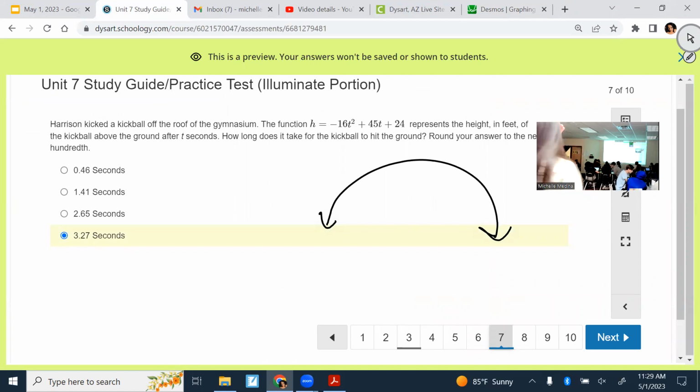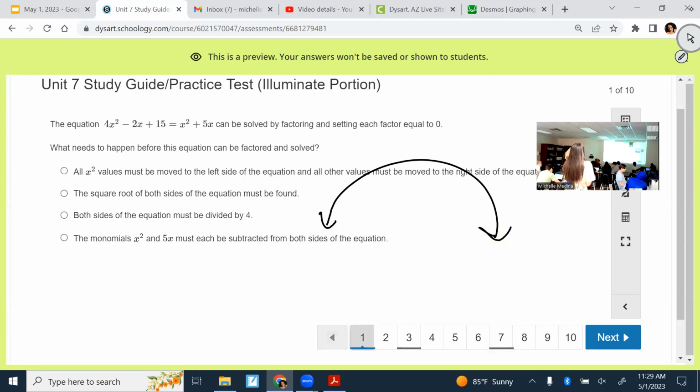Everything else should either be in radical form or something along those lines. Good? All right. Any other questions? John? On this one?